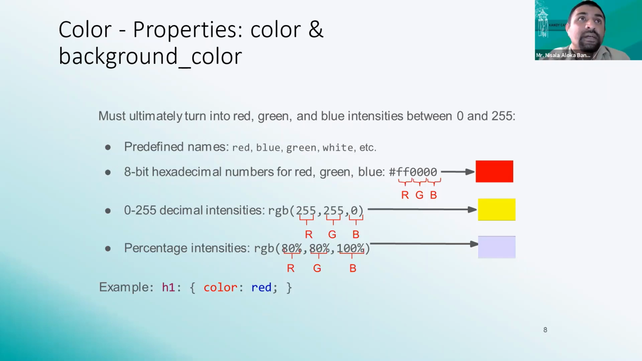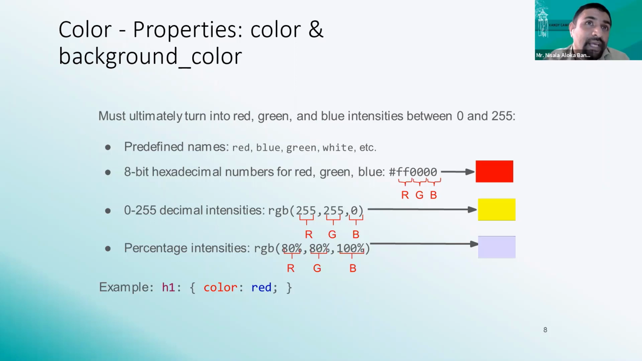So here's the color. These are the different color options CSS has. We can either use predefined names, which is what we were using so far. We can use red, blue, green, cyan, olive green, those kinds of definitions.